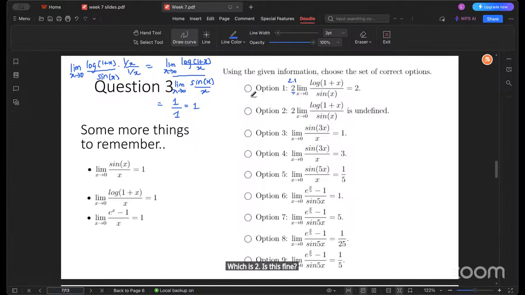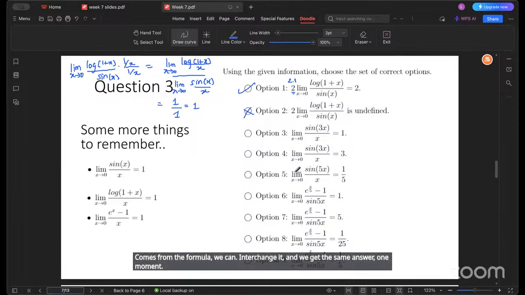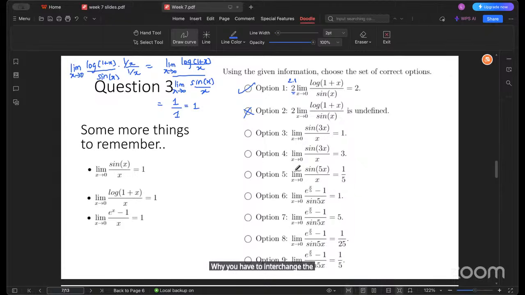Yes, ma'am. Can we also write sin x as x minus 1 and log(1 plus x) as also x minus 1? And from the formula, we can interchange it and get the same answer. Why do you have to interchange that? I don't understand. Ma'am, from the formula, sin x by x equals 1, we can move the x to the right side and get the same answer. I don't understand where you are moving the x.